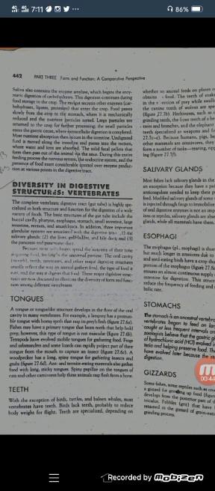These major digestive structures are now discussed to illustrate the diversity of form and function among different vertebrates. First one is the tongue. Tongue or tongue-like structure develops in the floor of the oral cavity in many vertebrates. For example, a lamprey, which you have discussed earlier, has a protrusible tongue.